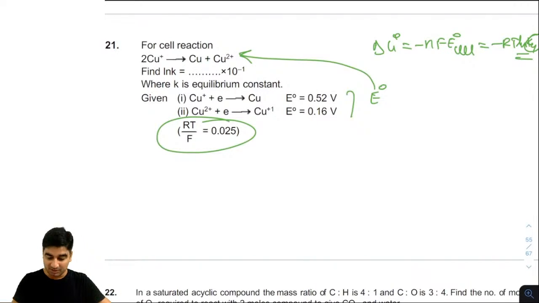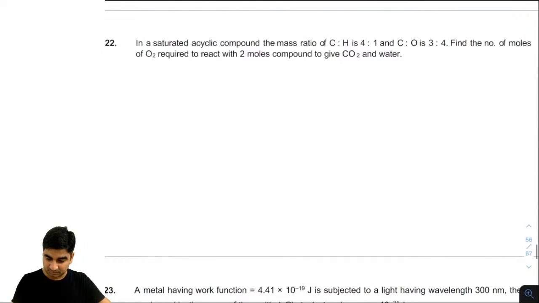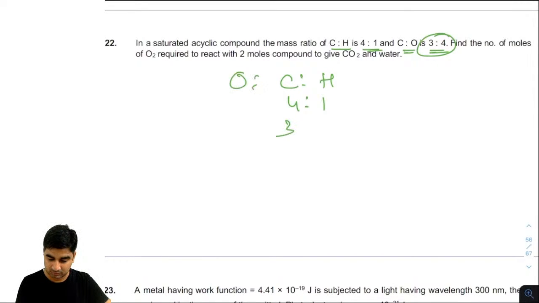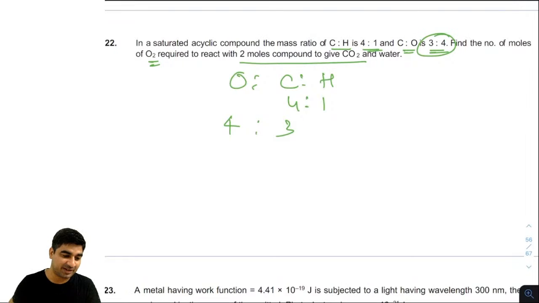Okay. So guys, again, you have C and H in 4 is to 1, C and O in 3 is to 1. This is mass ratio, guys. And C and O in 3 is to 4. Find the number of mole of O2 required to react with 2 mole of compound to give CO2. First, you have to calculate the empirical formula, guys.